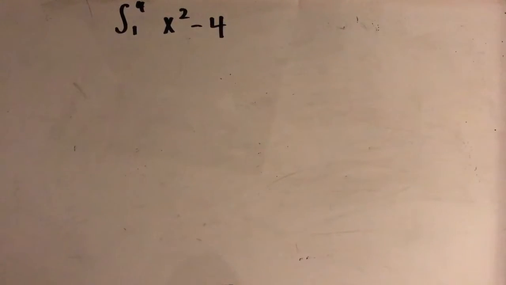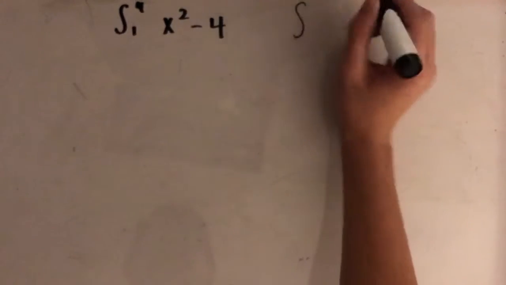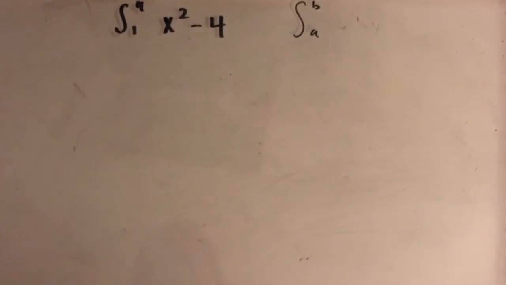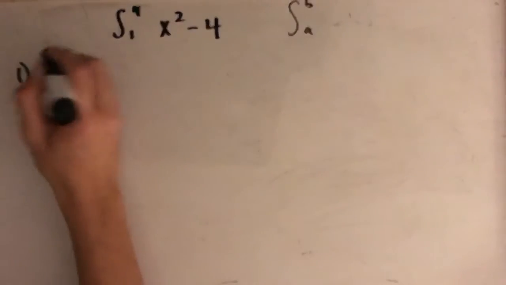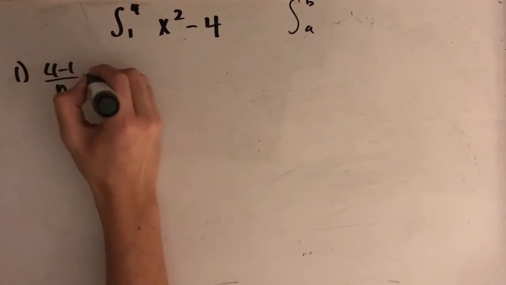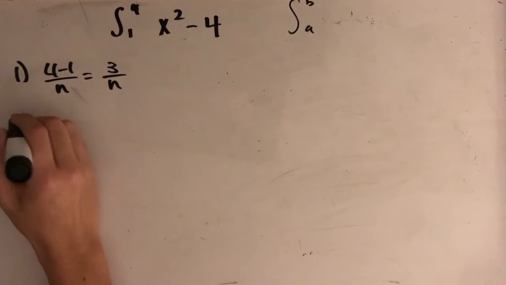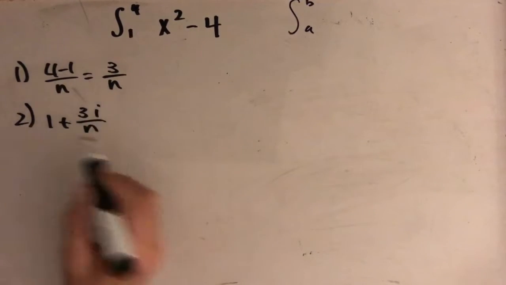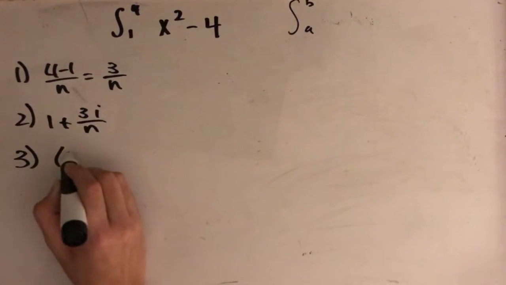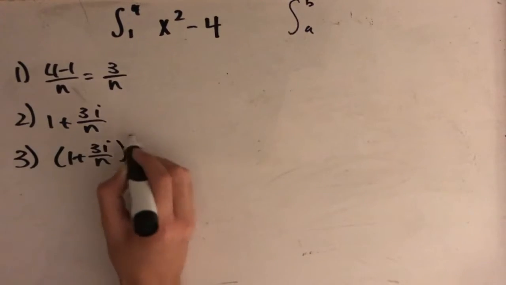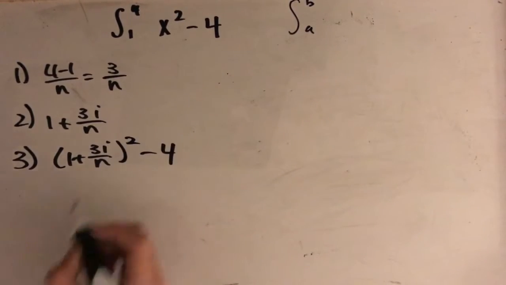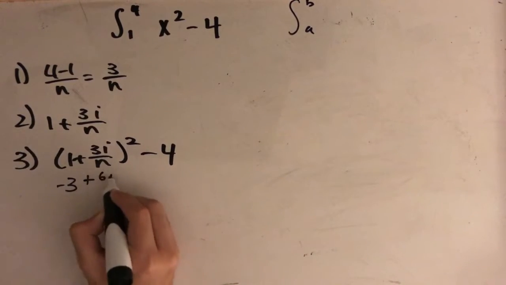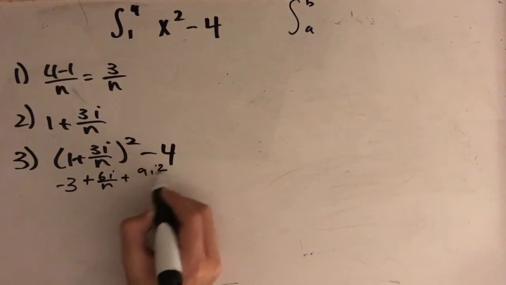So let's just look at another example where it's asking us to find the area under the curve from 1 to 4 of x squared minus 4. And you notice how it's written differently this time, but it's just another way to write it, where the top number would be b and the bottom number would be a. So again, let's start off by finding change in x. And then we'll find c sub i. And then we'll plug it back into the function. Which simplifies down to negative 3 plus 6i over n plus 9i squared over n squared.